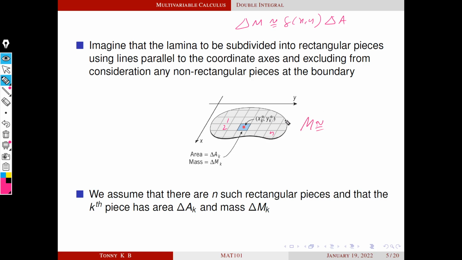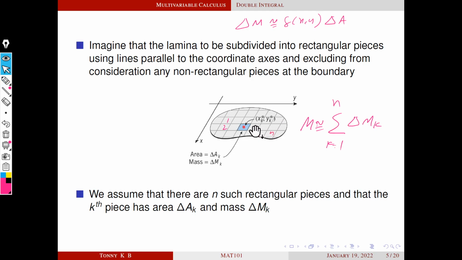So how to approximate the mass of this lamina? Sum of all masses of these rectangles. That means sigma k equal to 1 to n, where we assume that there are n such rectangles completely inside the lamina, of delta m_k. Because delta m_1 is the mass of the first rectangle, delta m_2 is the mass of the second, and then you take the sum. That's all.